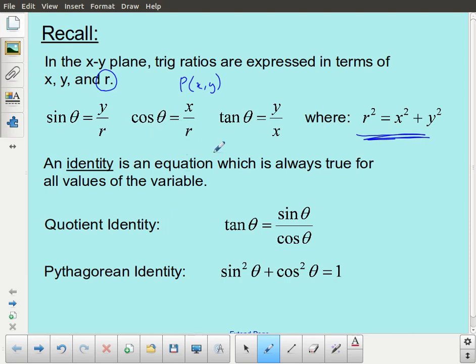And from there, using these definitions of sine, cosine, and tangent, I was able to show that there is an identity called the quotient identity, where tan theta is equivalent to sine theta over cos theta for any valid values of theta. And then there's something known as the Pythagorean identity. It's called that because it looks a lot like the Pythagorean theorem. In this case, we end up with sine squared theta plus cos squared theta equals 1. Both of these are very common. These are the starting point for trigonometric identities.